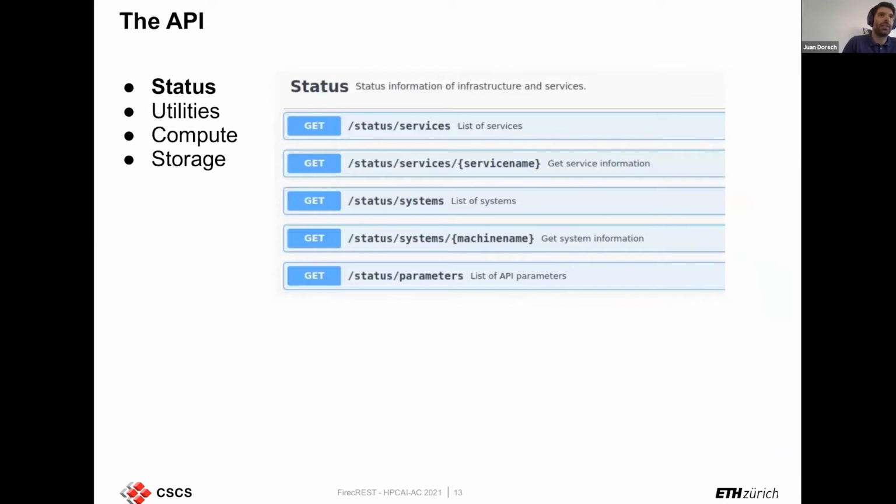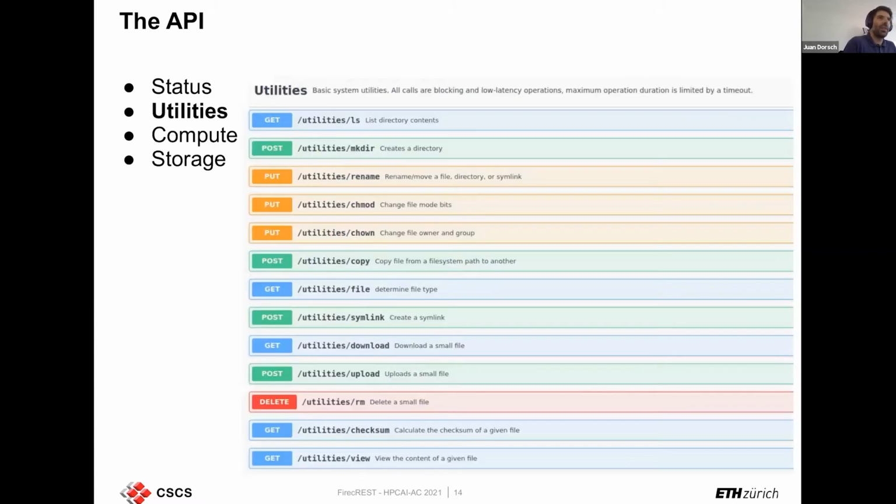So with FireREST, we provide, as I said before, HTTP requests, basically to interconnect with an HPC resource in an HPC center. So you can see now that we have a method like get. We would have other HTTP verbs like post, like delete. We have a microservice like status, and then we have the operations on those. We have the utilities microservice to perform small and low latency operations on the file system, like listing a directory or renaming a file or making a directory.